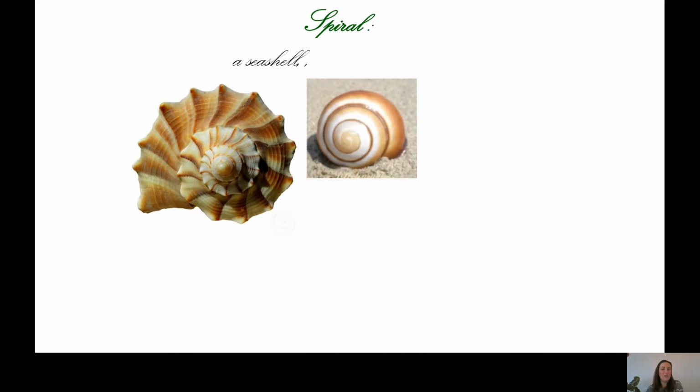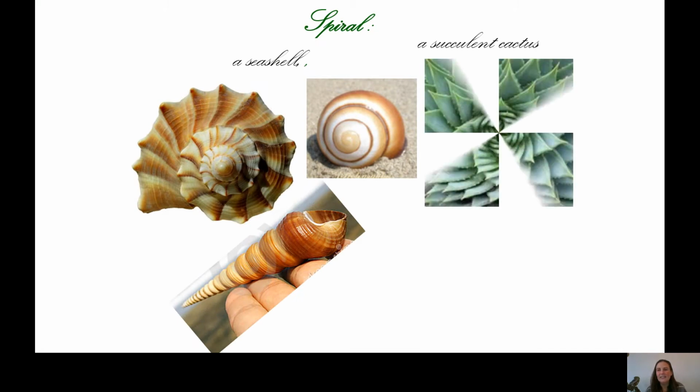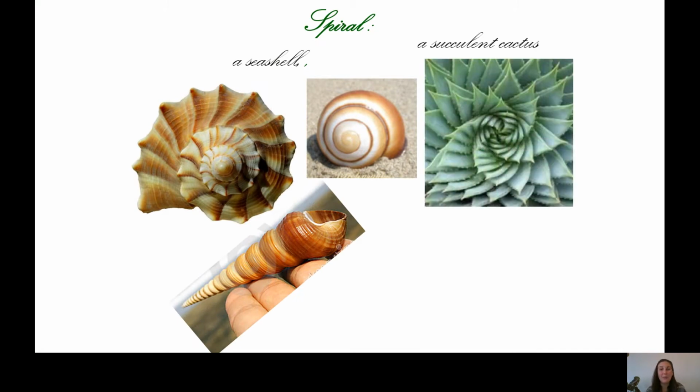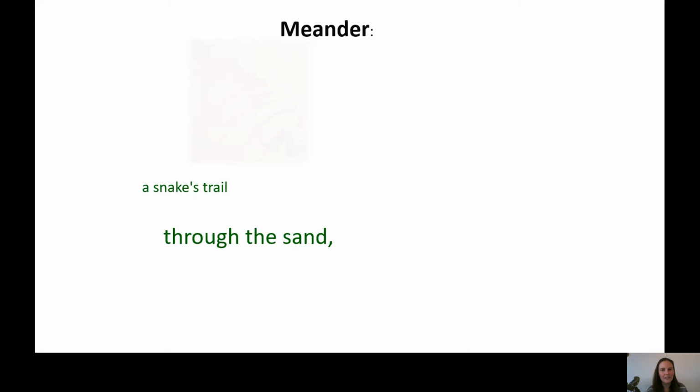So we've got the spiral pattern, often seen in shells, and in a cactus. Remember we were talking about survival. That spiral pattern in a cactus helps it to conserve water. And a plant tendril, which is a bit that comes off the plant there, and you can see it coming off in a spiral. So those are some examples of spiral patterns. Again, you might think of some others that I haven't got up here.